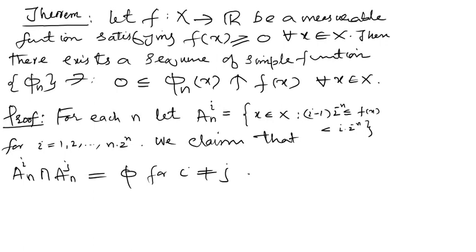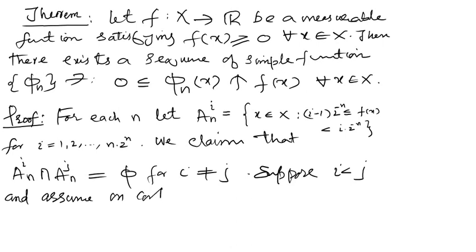Okay, so let's check this one. They are disjoint sets. So assume i is less than j. Suppose i is less than j, because i is not equal to j, so we can assume either i less than j or i greater than j, and assume on the contrary that this intersection A_{n,i} intersection A_{n,j} is non-empty. So that means we can choose a point in this set. Let's choose the point x.